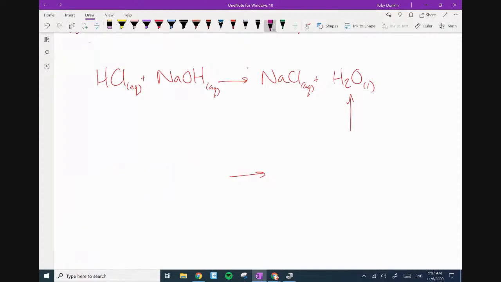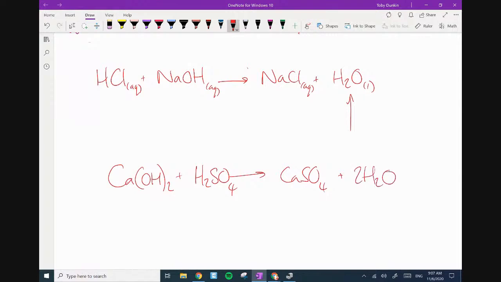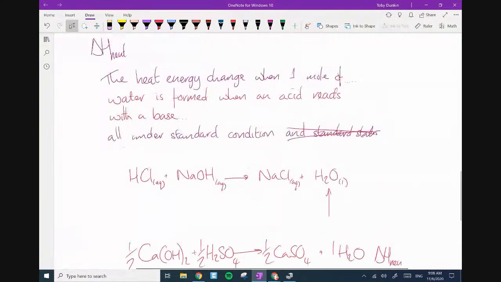Calcium hydroxide plus H2SO4. I'm going to form calcium sulfate and water, and I will make 2 moles of water. Right, so what would be my, that's incorrect. That's the enthalpy of neutralization times 2. So I'd have to put half a mole, half a mole, half a mole, and 1. There's the enthalpy of neutralization, because I'm forming 1 mole of water.